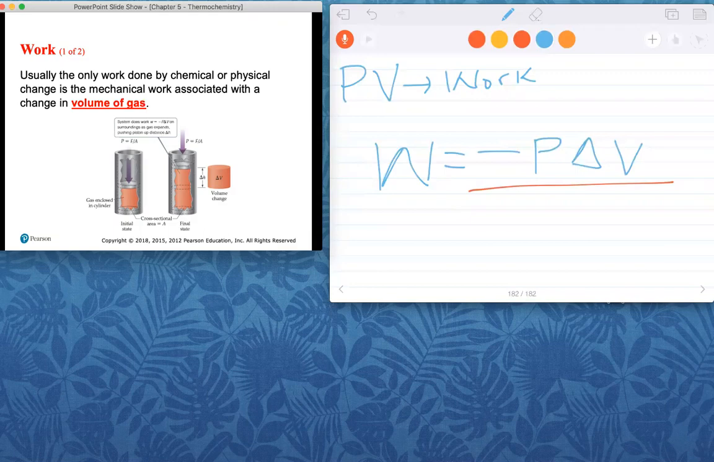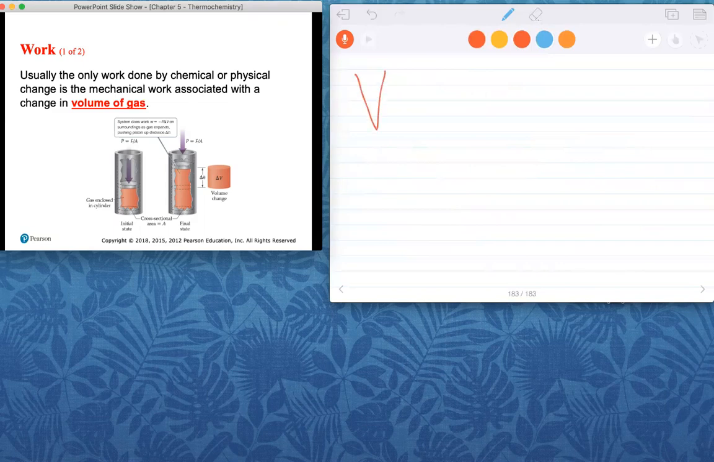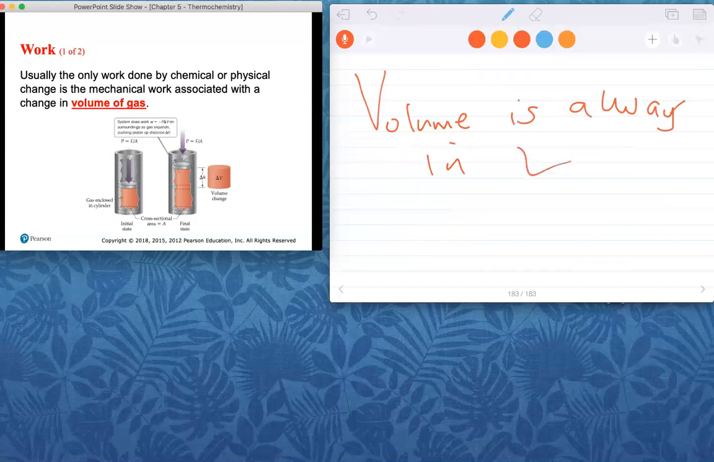This change, delta V, means change in what? This means change in volume. And the volume has to be in liters, all right? I'm going to show you why volume is always in liters.